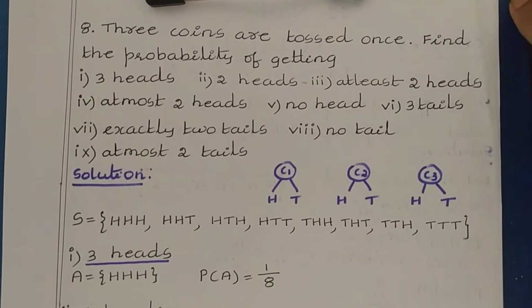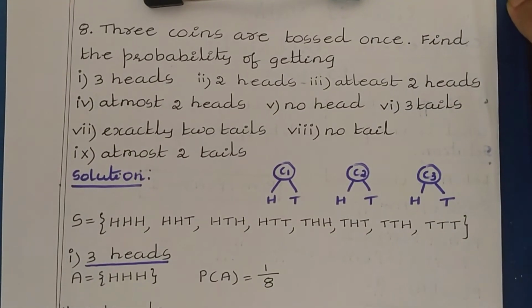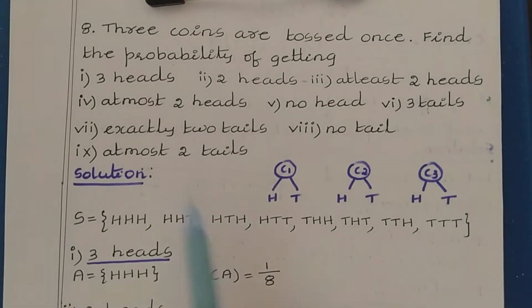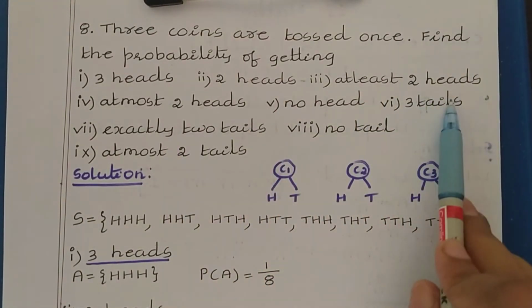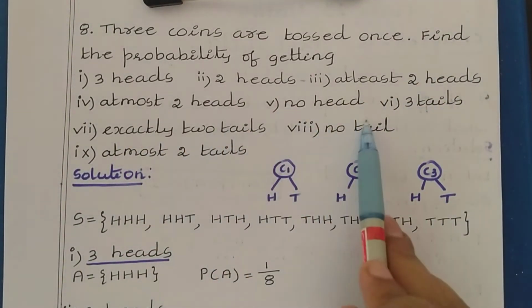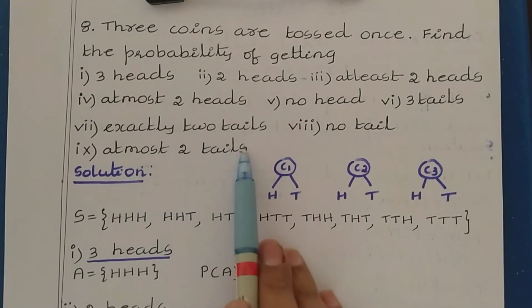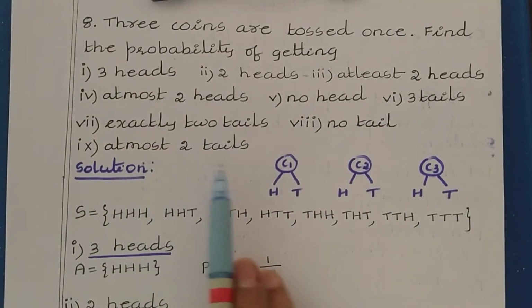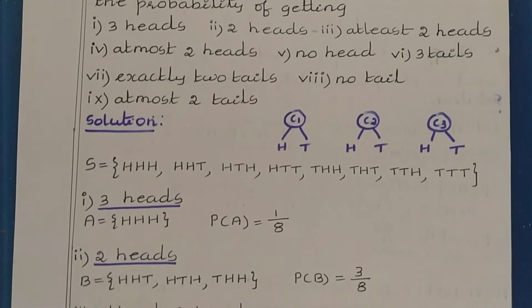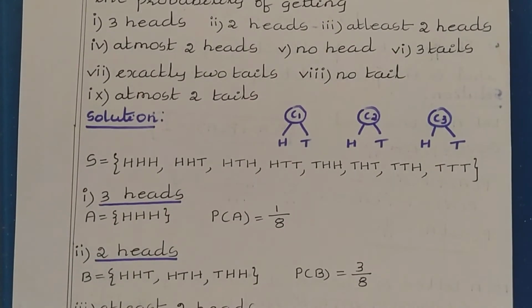Question number 8. 3 coins are tossed once. Find the probability of getting 3 heads, 2 heads, at least 2 heads, at most 2 heads, no head, 3 tails, exactly 2 tails, no tail and at most 2 tails. So here they have given the experiment: 3 coins are tossed. So 3 coins means for each coin you can get either head or tail. Based on that we can have 2 to the power 3, that means 8 possible outcomes.